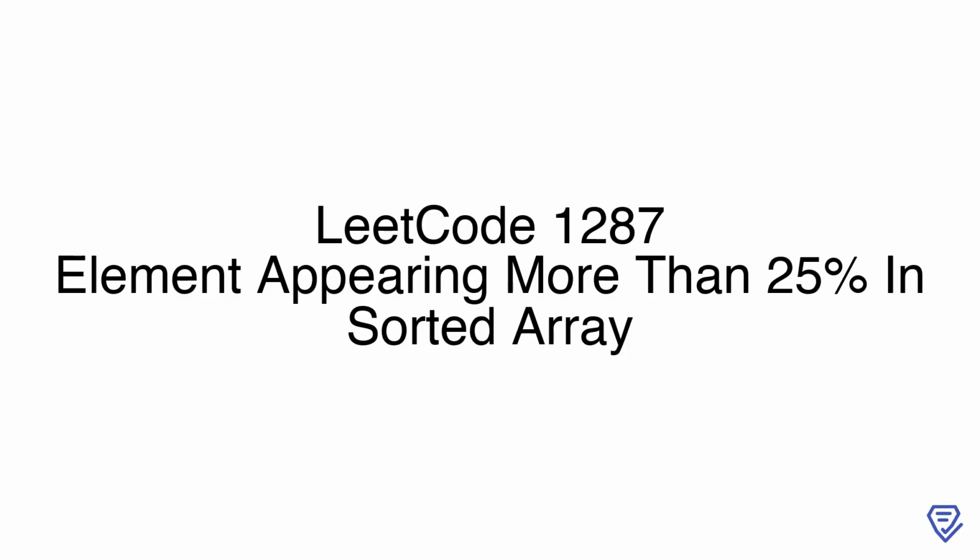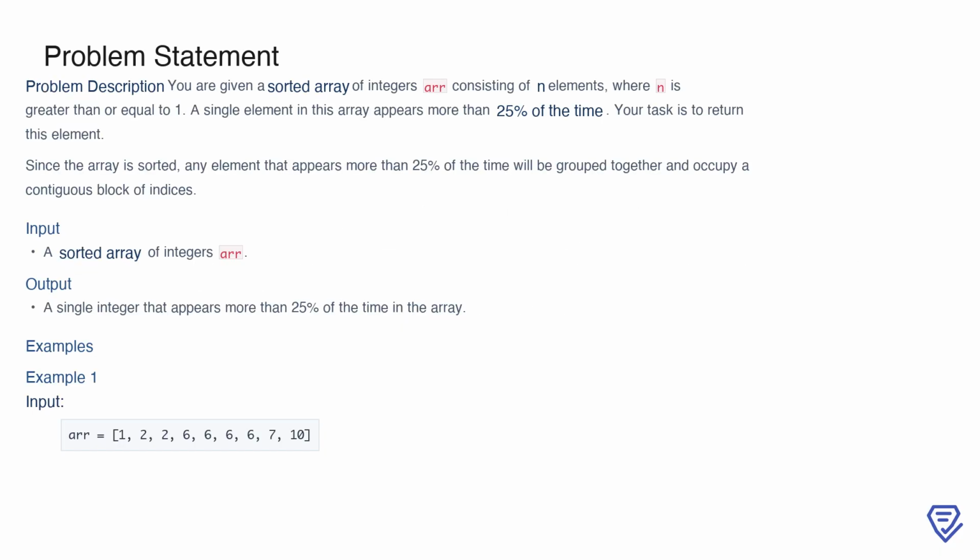Ready? Let's dive in. In this problem, we are given a sorted array of integers, ARR, which contains n elements. Here, n is guaranteed to be at least 1. Among the elements in the array, there is exactly one element that appears more than 25% of the time. Our task is to identify and return this element.